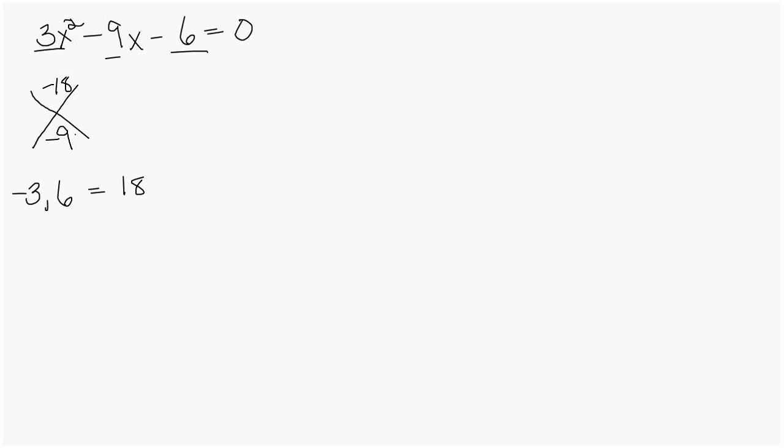So I can go 3 times 6 is 18, but if I add those together, I'm just going to get positive 3. And if I do 3 times negative 6, that'll give me negative 18, but when I add 3 and negative 6 together, I get negative 3. So no matter which one of these I use, I can't get the negative 9. So it's not easily factorable. So because it's not easily factorable, they want you to use another strategy to solve for the x values.